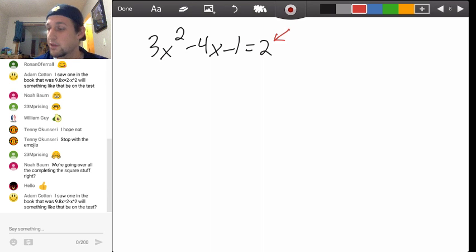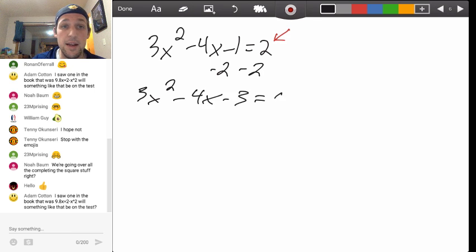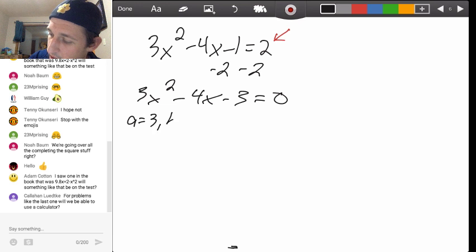However, if we want to use the quadratic formula, we can simply get it equal to 0 by subtracting 2 from both sides, okay? So that'll turn it into 3x squared minus 4x minus 3 equals 0. Now that we're equal to 0, we can identify our A, our B, and our C.